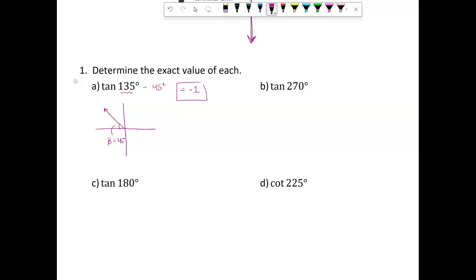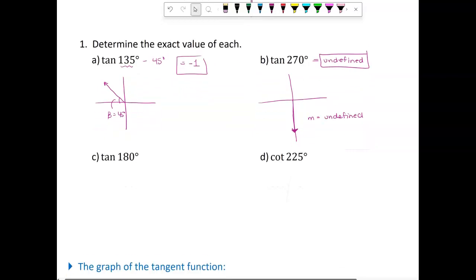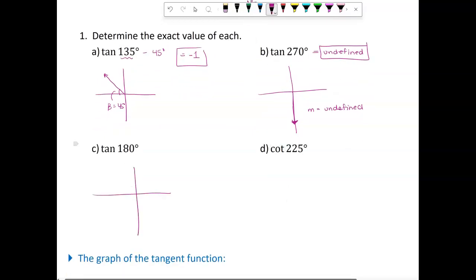Tan of 270 is what we talked about earlier. That's when the line is straight vertical downwards, and a vertical line up and down has a slope that is undefined. So that's the value of tan of 270. Tan of 180 is when the line is straight horizontal going to the left, and that slope is 0.